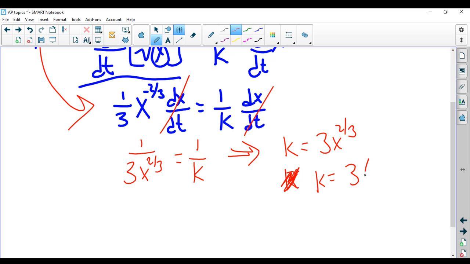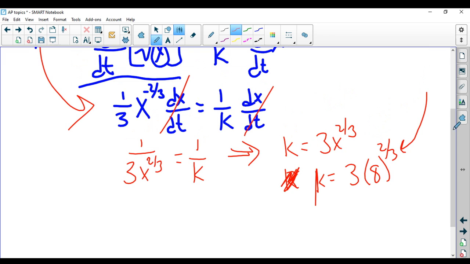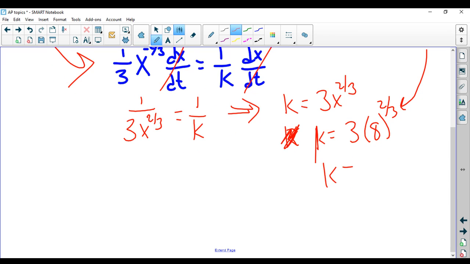So 8 to the 2/3, which, remember, just means do the cube root first. So the cube root of 8, which is 2, squared, which is 4. So k would equal 3 times 2 squared, 4, or k equals 12. And that is it.